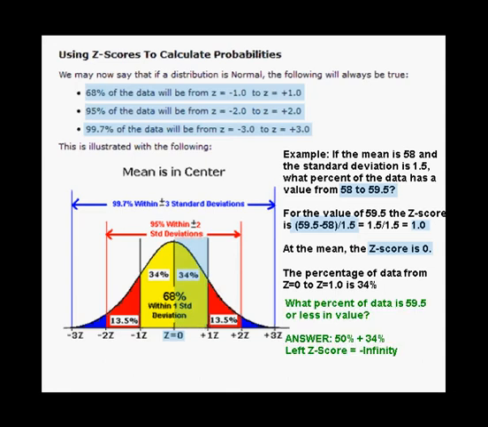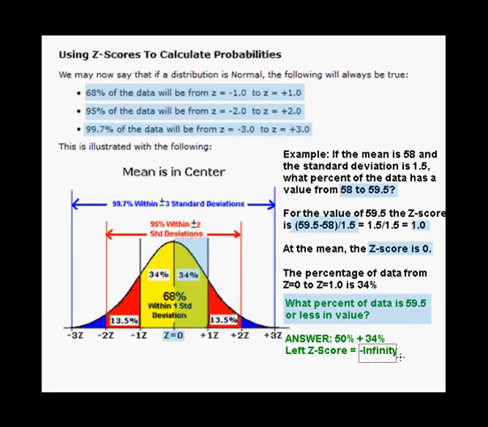Now here's another question. What percent of the data is 59.5 or less in value? Now here our right z-score is 1.0 again, like we just calculated. The left z-score, however, there is no left value, it's negative infinity.